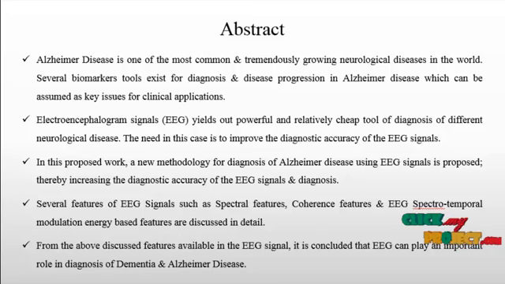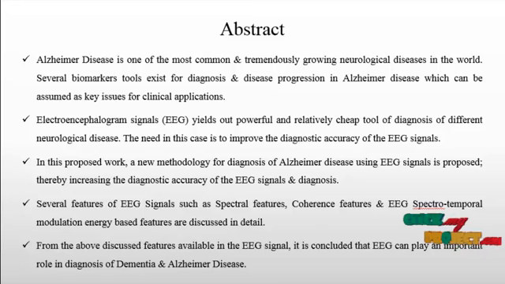In this proposed work, Alzheimer's disease is one of the most common and growing neurological diseases in the world. Several biomarker tools exist for the diagnosis and disease prognostication of Alzheimer's disease, which can be assumed as a key issue of clinical applications. EEG signals are a powerful and relatively cheap tool for the diagnosis of different neurological diseases. The need in this case is to improve the diagnosis accuracy of the EEG signal.